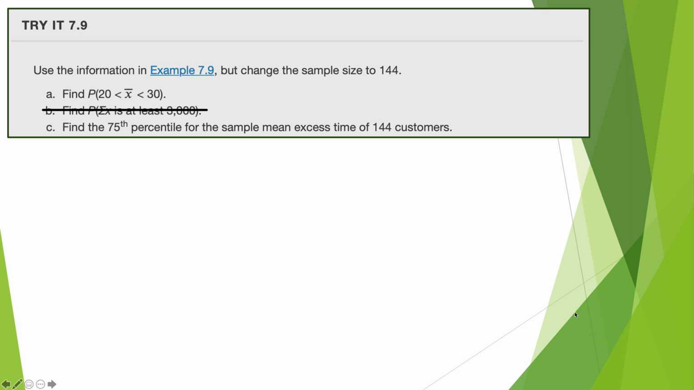Now, the same exact problem with the same exact numbers you just did, but change the sample size to 144 and find the probability that you're between 20 and 30 and the 75th percentile. Go ahead.